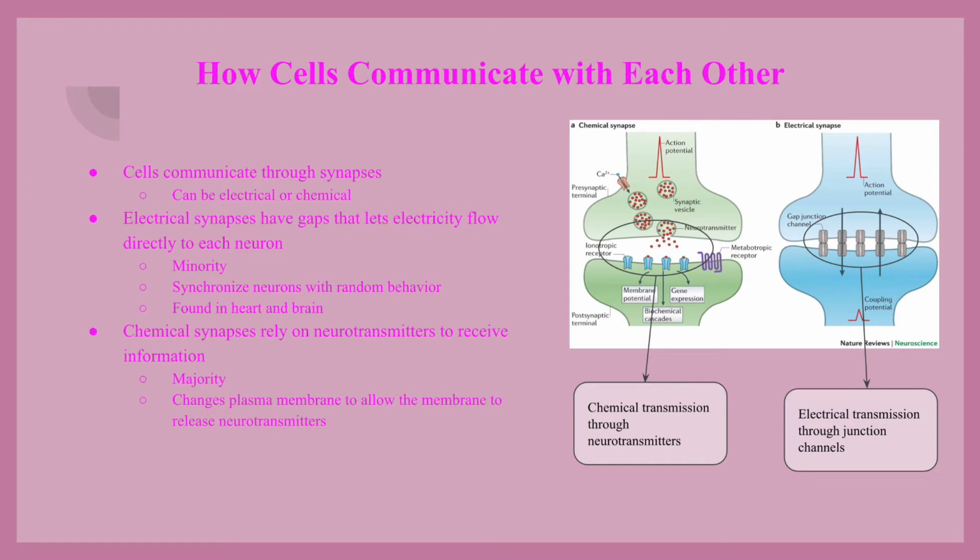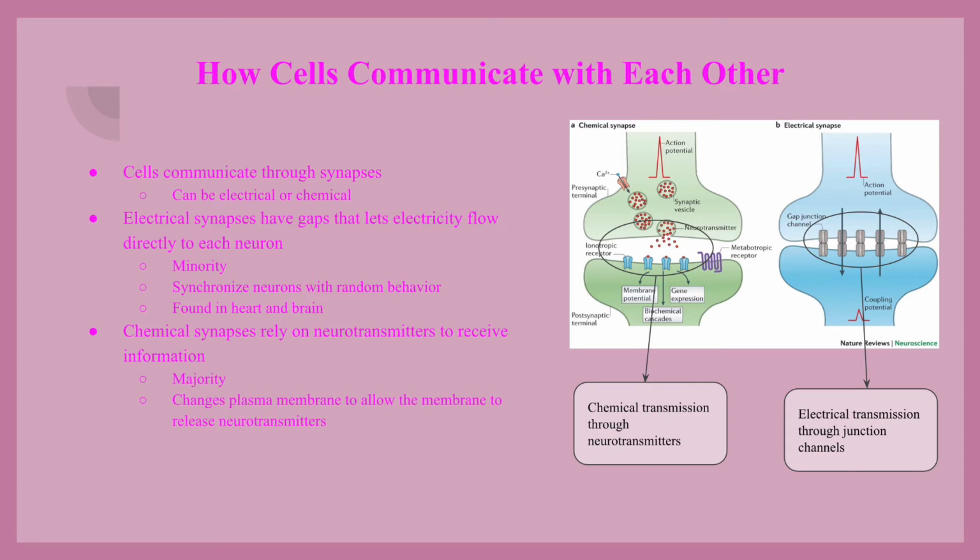On the image on the right, you see side A, which is chemical synapses. These synapses change the plasma membrane to allow the release of neurotransmitters. Chemical synapses rely on the neurotransmitters to receive information. In the image, you see the chemical transmission through neurotransmitters, which is what is circled.